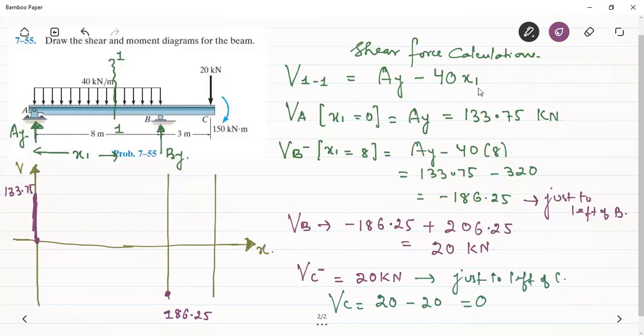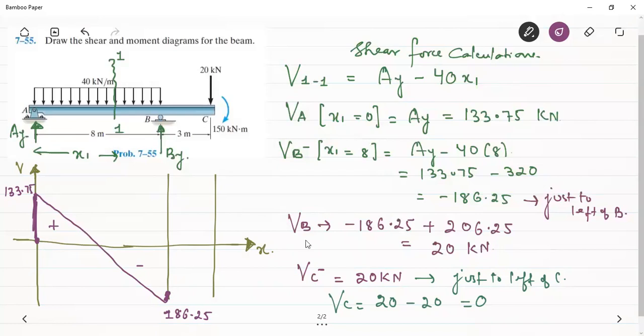Ay minus 40x1, which is a linear equation, and it is having a negative slope. Therefore it will be connected by a line which is having a negative slope. This line is having a negative slope, so this portion will be positive and this will be negative. So it's clear from this equation that the variation of the shear force between A and B is linear, and the linear variation is such that it is having a negative slope because x1 is having a minus coefficient here. So this minus 186.25 is the shear force just to the left of B.